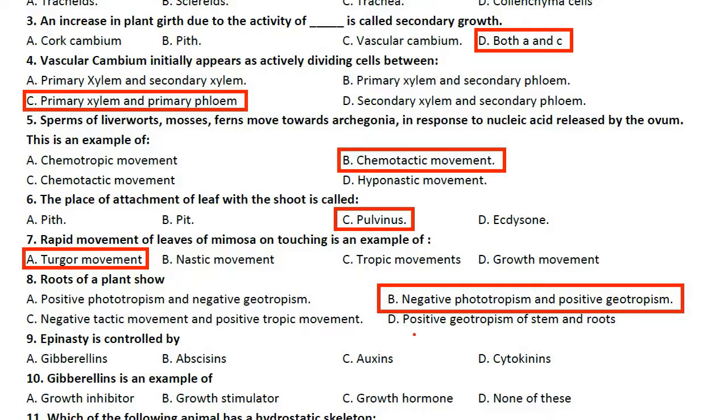Question number 9: epinasty is controlled by. Epinasty is a process in plants, and it is controlled by auxin. Auxin is a hormone of plants, so option C is correct. Question number 10: gibberellin is an example of growth inhibitor, growth stimulator, growth hormone, or none of these. So remember that gibberellin is a hormone in plants and it works as a growth stimulator. So option B is correct.